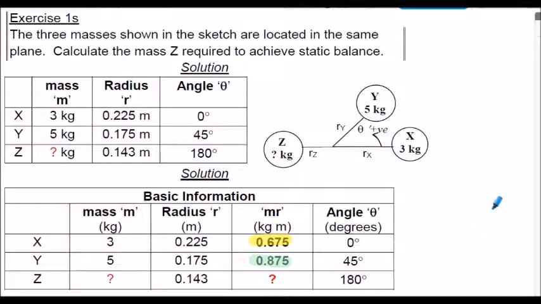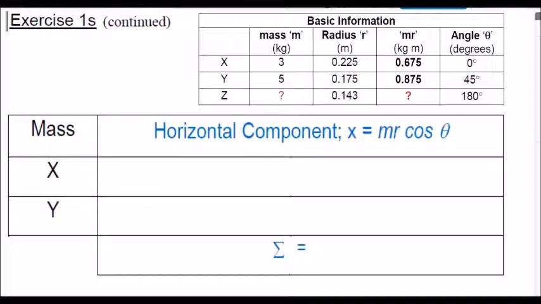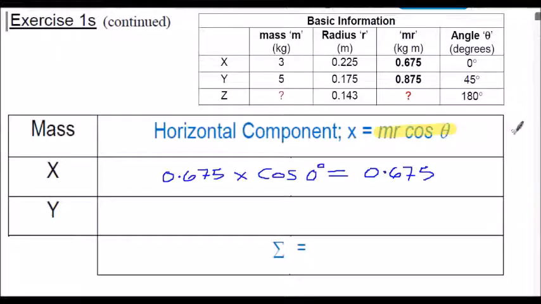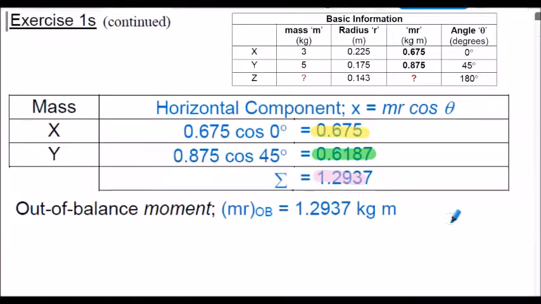Now what I'm going to do next in your solution, a next little table, is work out the MR cos theta value. So we're going back to that equation 1 we derived on our previous slide. I just want you to work out the MR cos theta value for X and for Y. That will effectively give us the out of balance, you'll see in a moment. And at the bottom, summate the terms. So that 1.2937 is the out of balance moment in this case. Sometimes it's written as MROB in some textbooks, and that's 1.2937 kilogram meters, of course, is the unit.